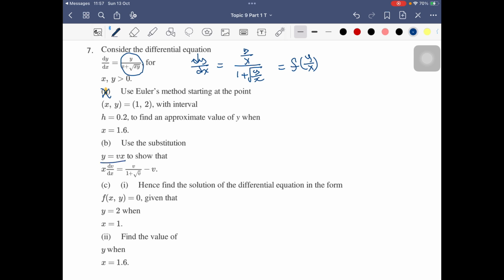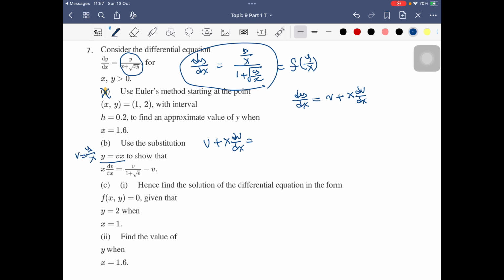And when we make the substitution y equals vx, dy over dx becomes v plus x dv over dx. So this one, v plus x dv over dx, and v is y over x, so now it is v times 1 plus square root of v.